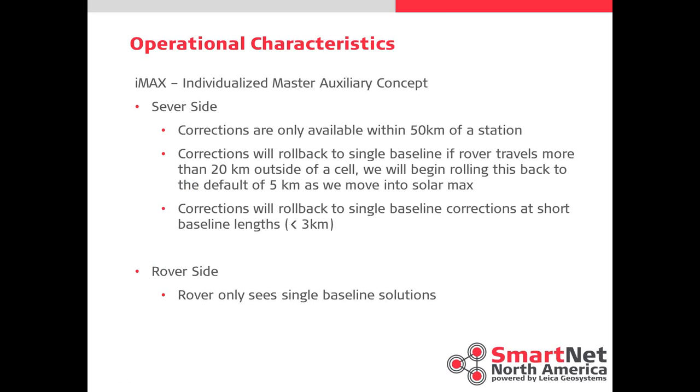iMax, the individual master auxiliary concept. Again, corrections are on the server side. The network will not send corrections out if you're further than 50 kilometers away from a station. So again, corrections are only available within 50K. Corrections on the server side will roll back to a single baseline if the rover travels more than 20 kilometers outside the base. Again, the same thing happens. A single baseline is then transmitted.